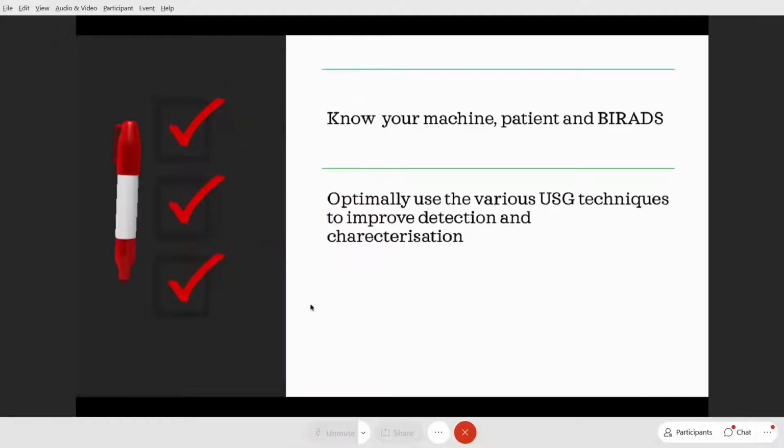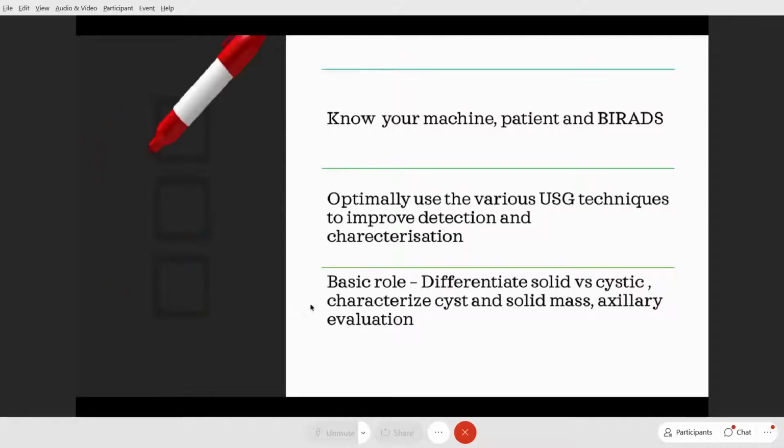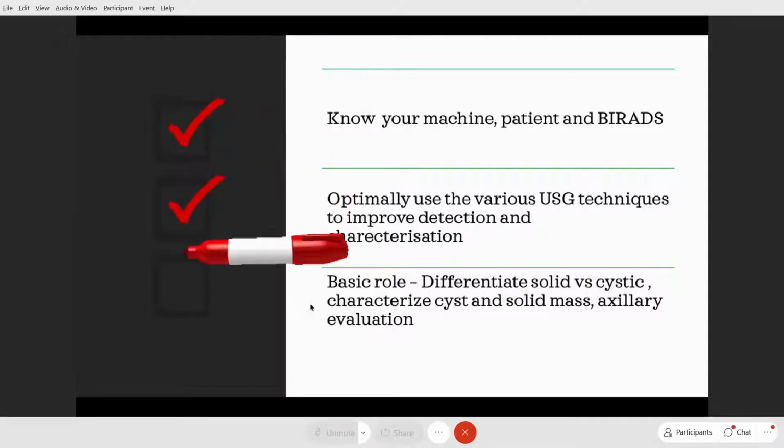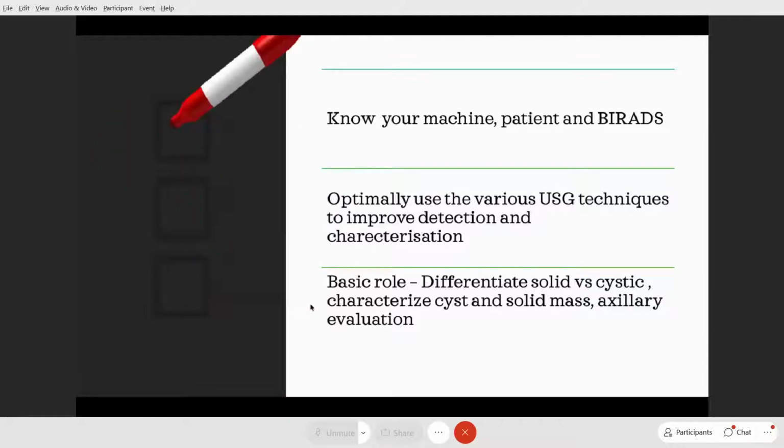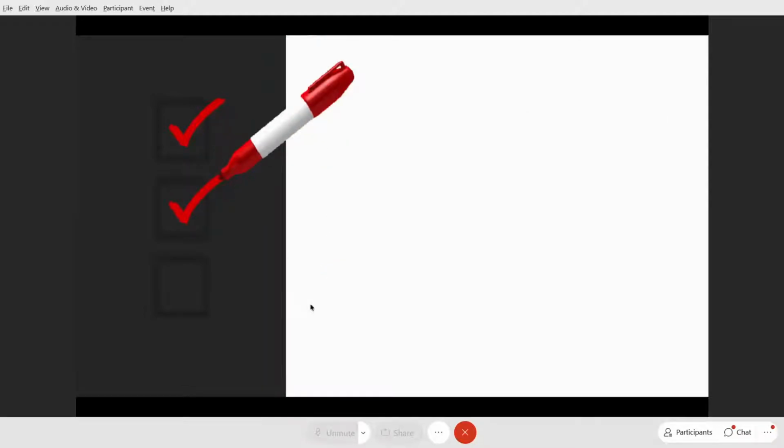Optimally use the various ultrasound techniques to improve detection and characterization, and know the basic role of ultrasound. Where ultrasound plays a key role is to differentiate solid versus cystic lesion, characterize cystic lesion, and also the solid mass. And ultrasound is the best modality to assess the axilla.